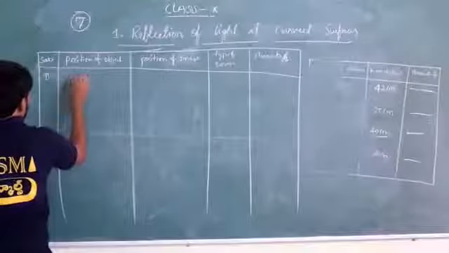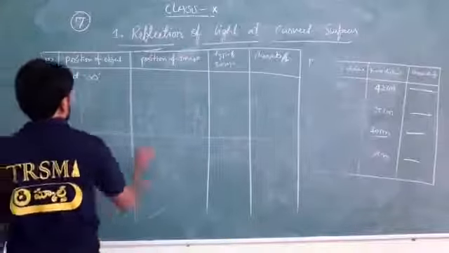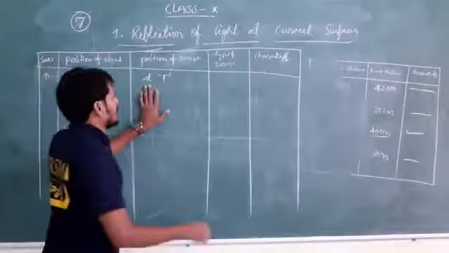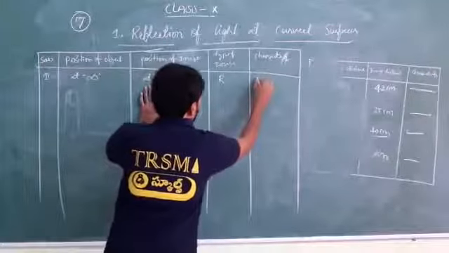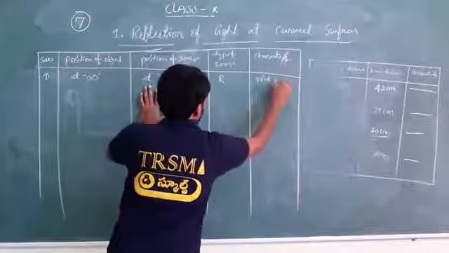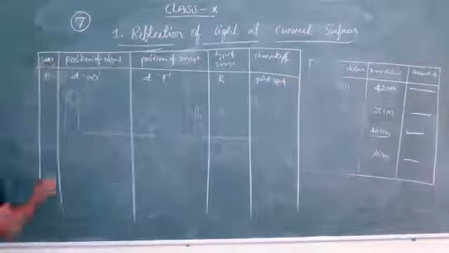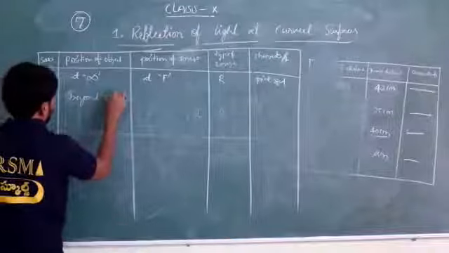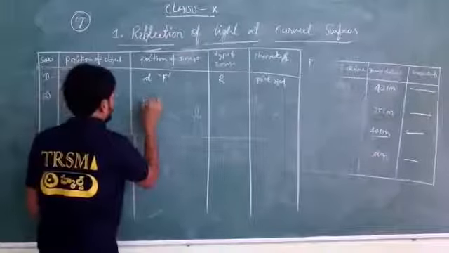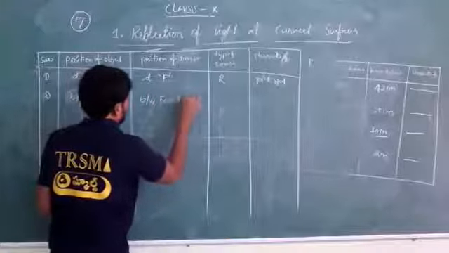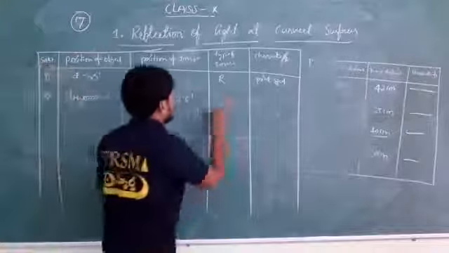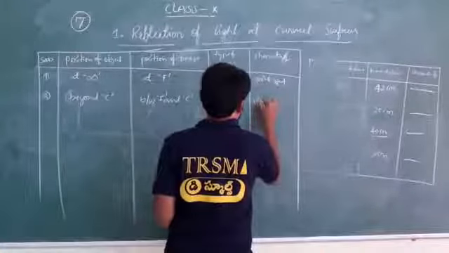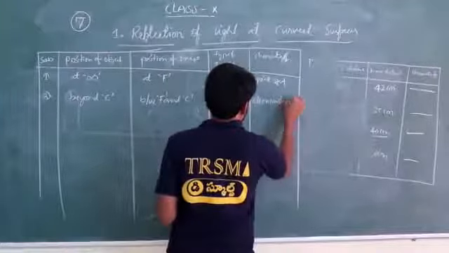Serial number 1, position of object at infinity. If you are placing at infinity, the image comes at F. Type of image, real. Character, point sized. Go to the second one. Object beyond C, position of image between F and C. Type of image, real. Character, diminished.